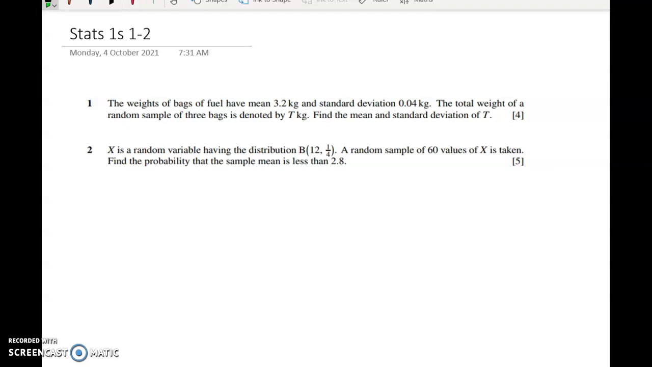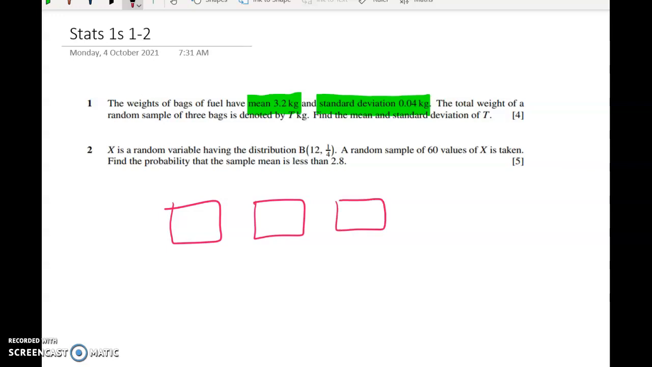Question 1 is one where we've got the weight of bags of fuel with a mean of 3.2 kilograms and a standard deviation of 0.04 kilograms. So even before you read that question, you kind of know that it's probably going to be one of these ones where we have to find the mean and the standard deviation. And sure enough, it is, right? The total weight of a random sample of 3 bags is denoted by T kilograms.